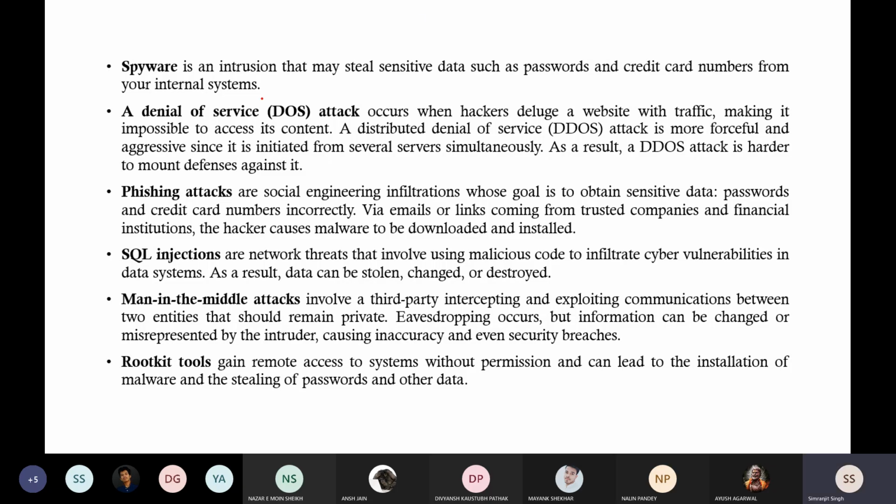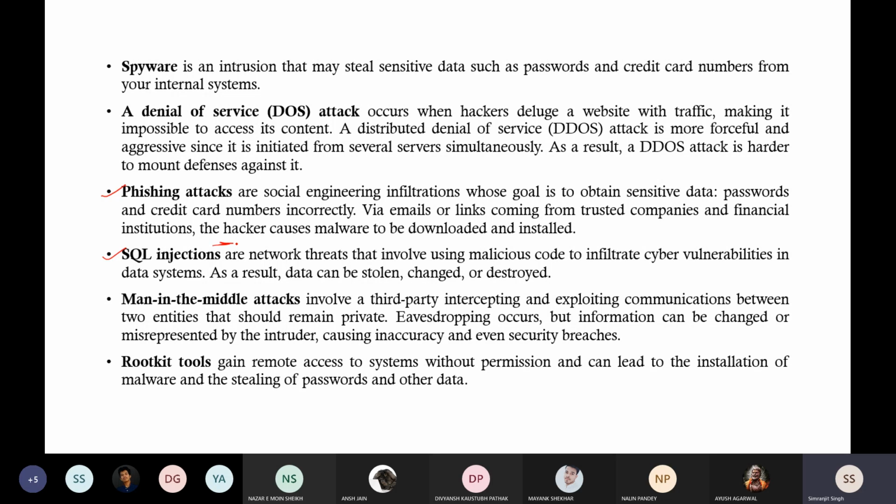So denial of service attack is that. Most of the time you will not be able to access the website, thinking that your server is down, but actually the server of the destination address will be down. There is another thing called phishing attack, and SQL injection.